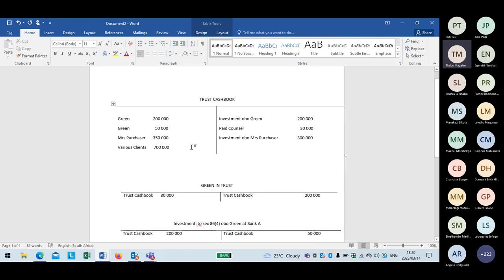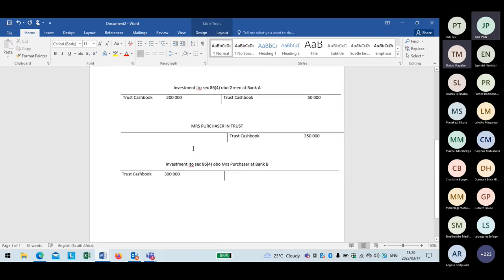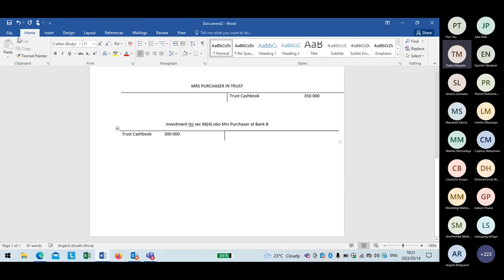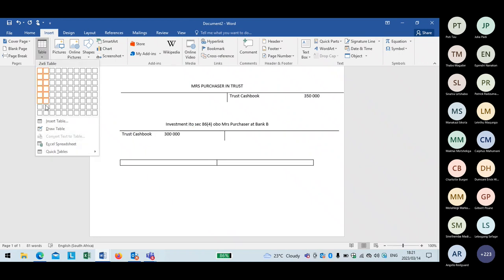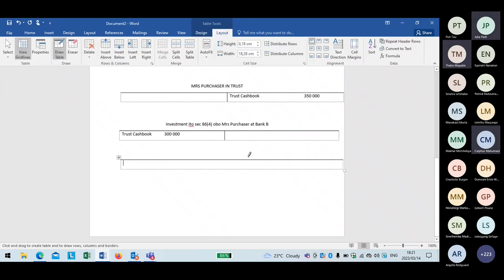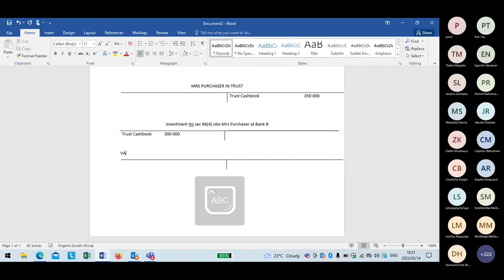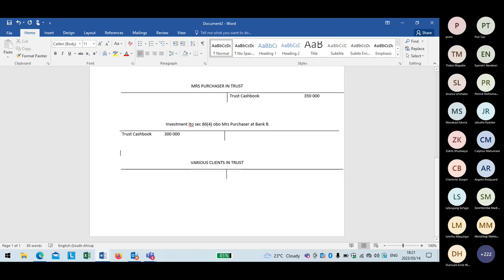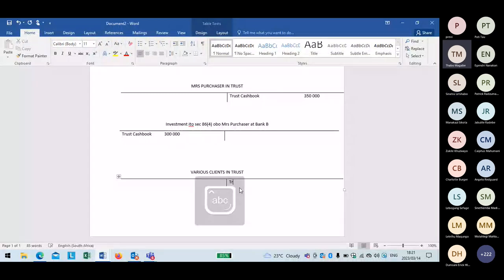You debit the trust cash book and the narration is various clients. And then you open an account for various clients in trust. Debit or credit this account? Credit. We credit, and our narration is trust cash book, and the amount is 700,000.